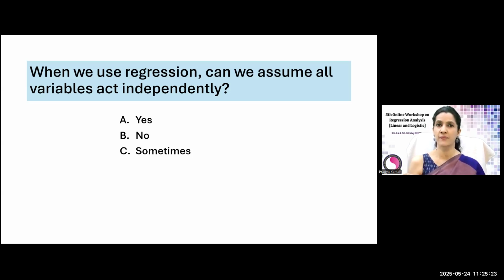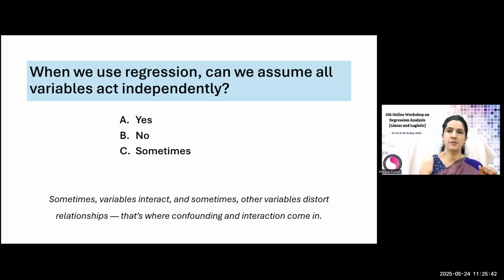That's why we study up to two-way interactions, three-way interactions, but you will not see four-way interactions very commonly. So generally variables never act independently. They act in combination with the other variables. Sometimes they interact with each other, sometimes they distort the relationship, sometimes they mask the relationship, sometimes they increase the effect, and sometimes they reduce it. That's why the concepts of confounding and interaction come in.